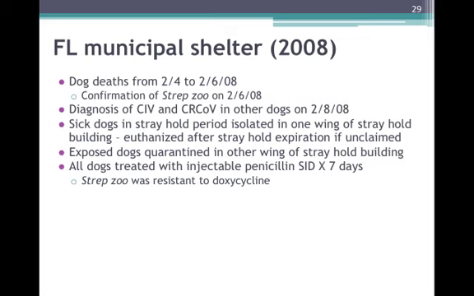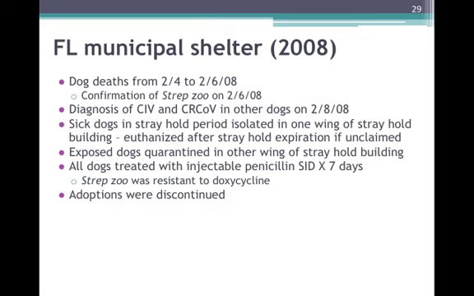So now we're talking about 350 dogs. Can you imagine it took the staff 10-hour days to go through and inject every single dog once a day, creating great risk for spread of infection. And this particular strep zoo was resistant to doxycycline.